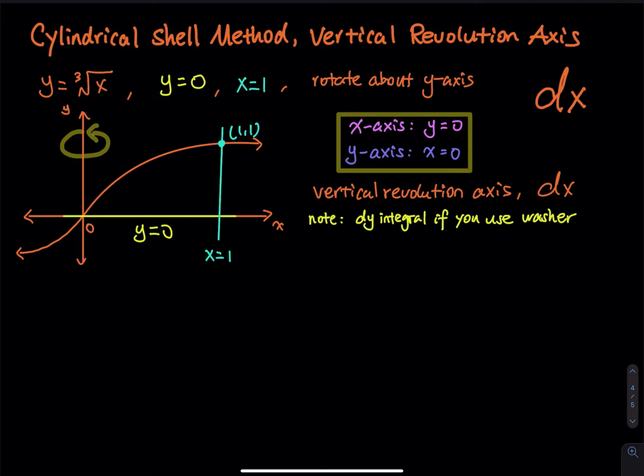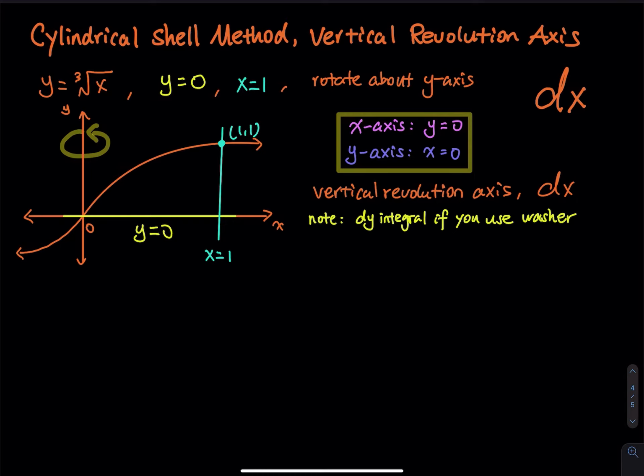We have y equals the cube root of x, which is the orange curve, and then y equals 0 is the yellow horizontal line, and x equals 1 is the blue vertical line. When x equals 1, you plug 1 into the curve. y equals 1, easy math.